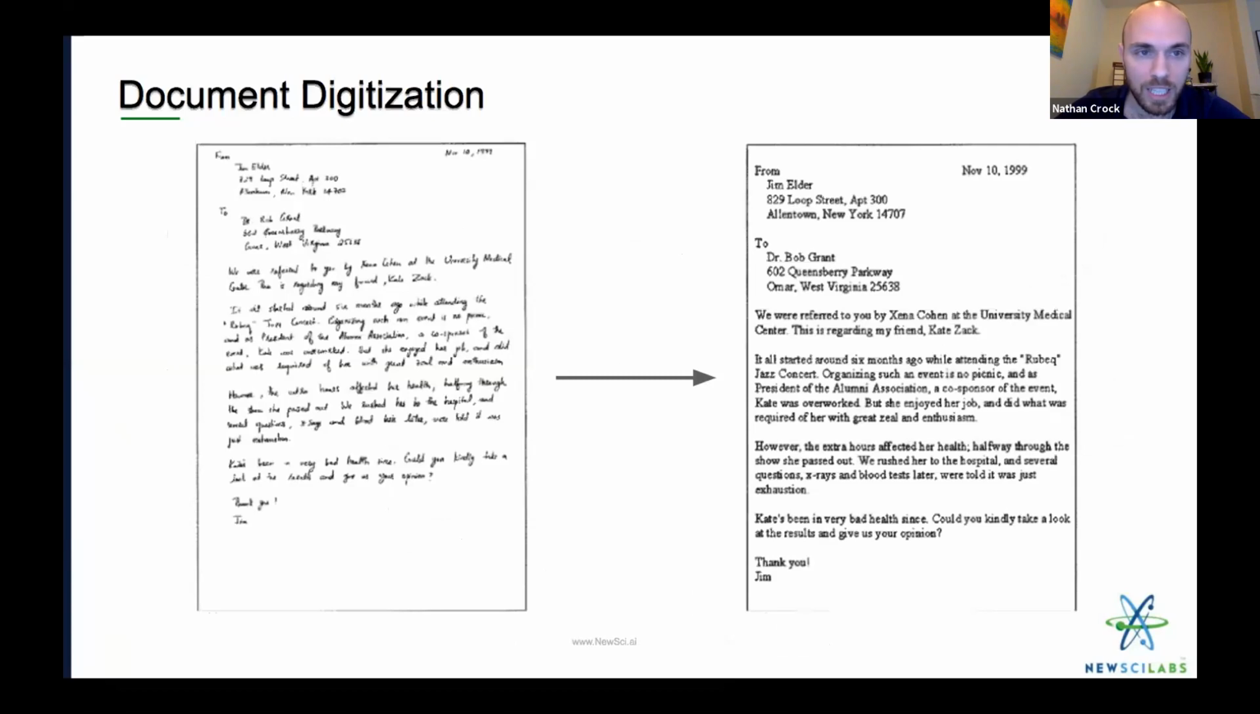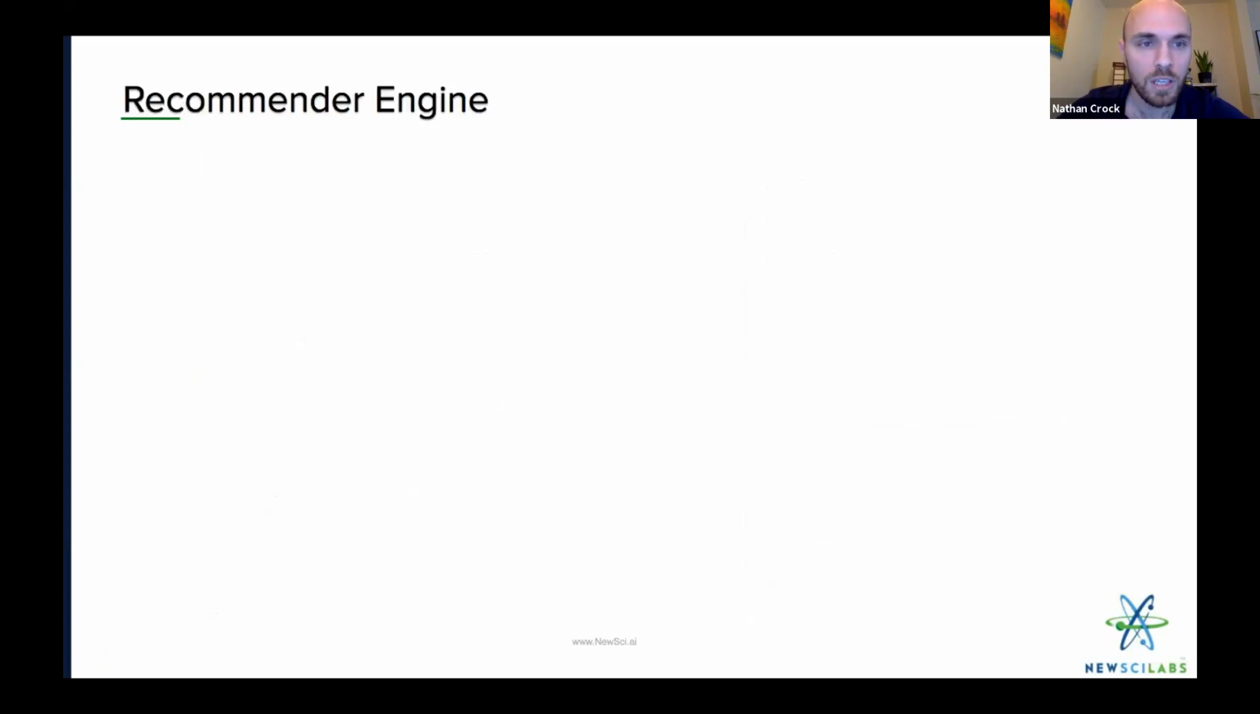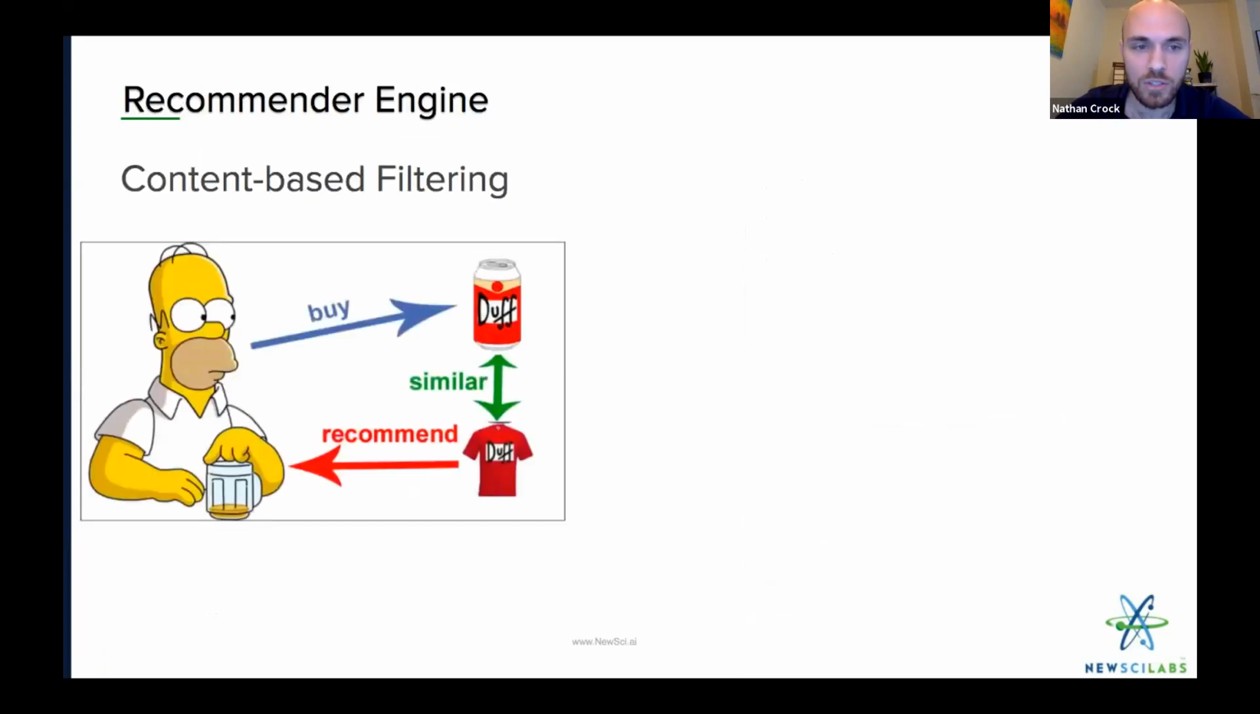Another really popular one that people like is document digitization, right? We've all got these filing cabinets of old documents, and we'd like to get them onto a single computer so that we can do processing on them, right? Once we have it in text form, then it's amenable to analysis for natural language understanding and furthermore. Then we also have recommender engines. So these are very popular.